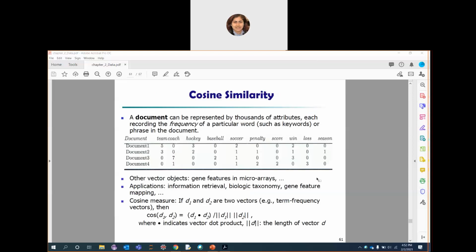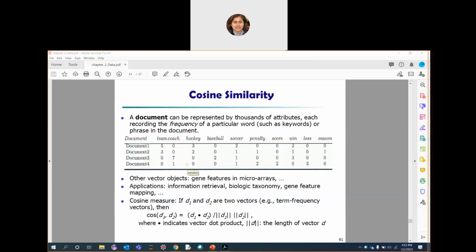Next concept, cosine similarity. Cosine similarity is a measure of similarity that can be used to compare different types of documents. Let's say you want to give a ranking of documents with respect to a given vector of query words. So let's say we have a set of 4 documents here, and each document can be represented by a number of attributes. Here how many attributes you have? 1, 2, 3, 4, 5, 6, 7, 8, 9, 10, and these are 4 objects or 4 documents.